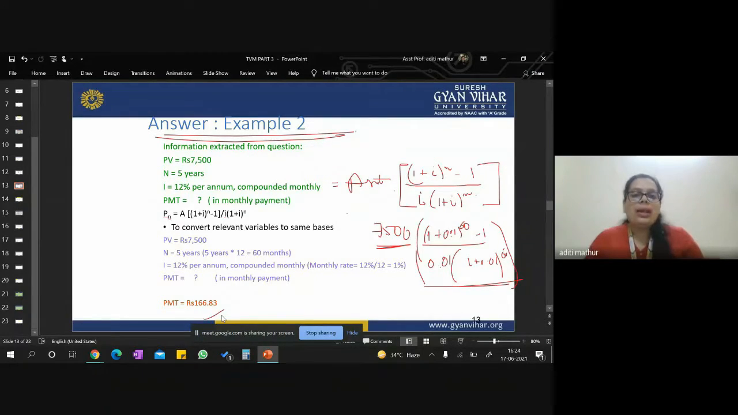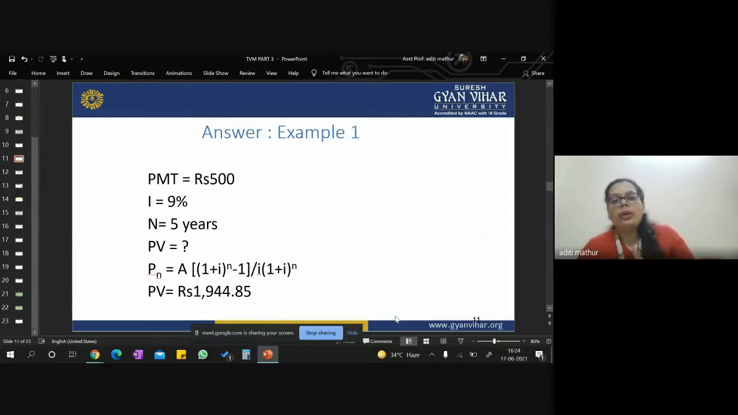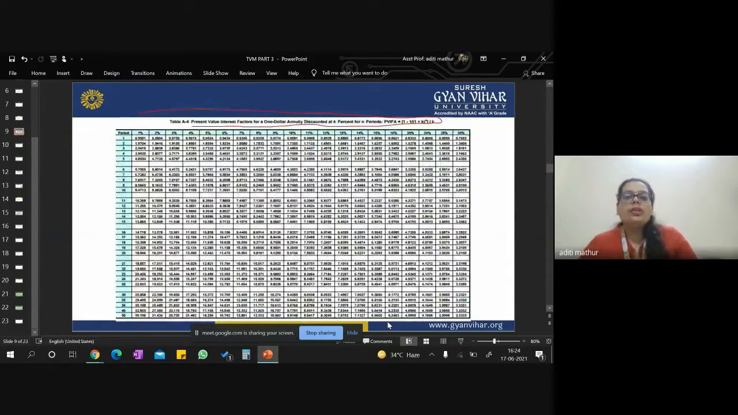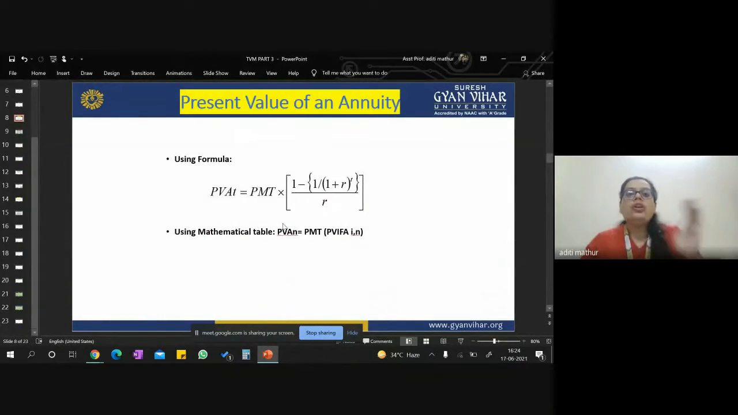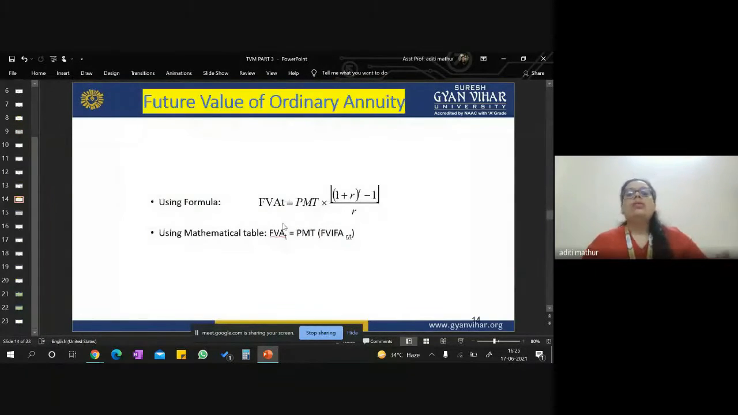Isn't that so easy? You just need to know which table is to be used, which formula is to be used. What is your question asking? If the question is asking present value, then use the formula of the present value. If the question is asking you future value, use the formula of future value and simply solve the question step by step, one by one, and you will get the answer.